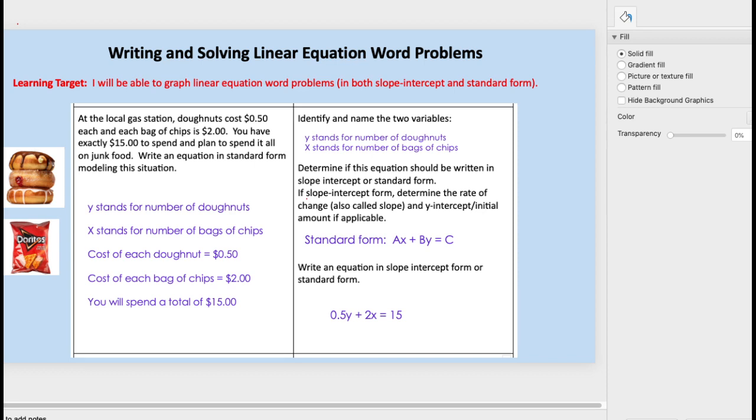So Y stands for the number of donuts. X stands for the number of bags of chips. Each donut is 50 cents. Each bag of chips is $2, and you're spending a total of 15. So just to review, standard form is when it's written in the form AX plus BY equals C. So here's our equation: 0.5y, or 1/2 y, plus 2x equals 15. So now we're going to graph this scenario.